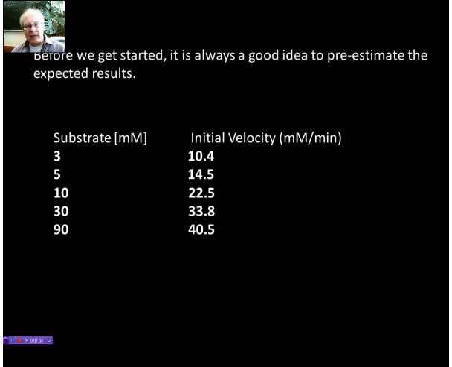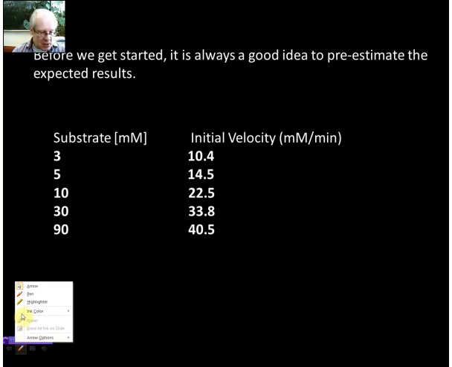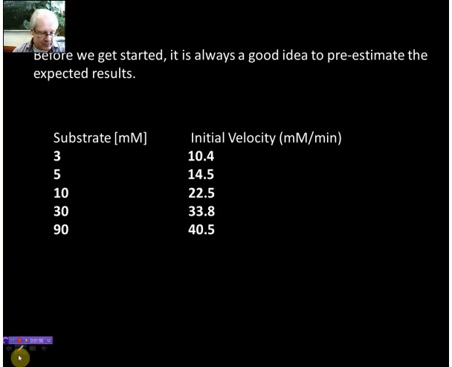Well, before we get going, we always want to find out what we actually should expect. And therefore, it's always a good idea to make a guesstimate of what we should expect. So how are we going to do that?